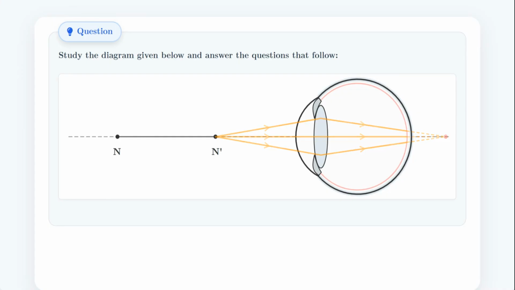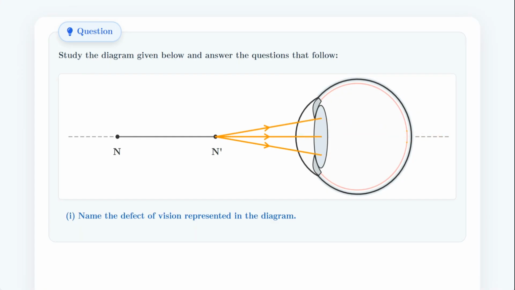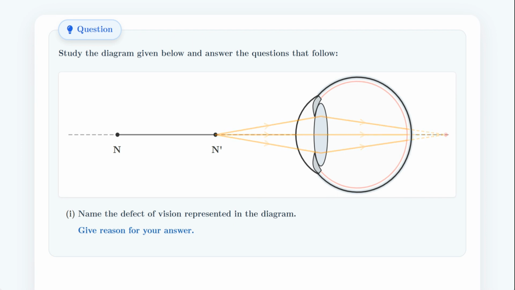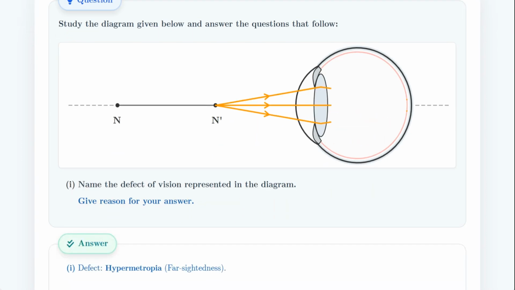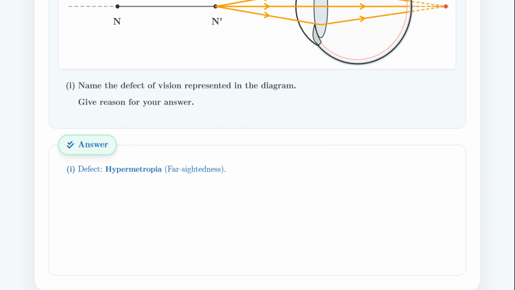Let's look at this physics question. Study the diagram given below and answer the questions that follow. Observe the diagram. Question 1 Part A. Name the defect of vision represented in the diagram. Part B. Give reason for your answer. Let's look at the answer.